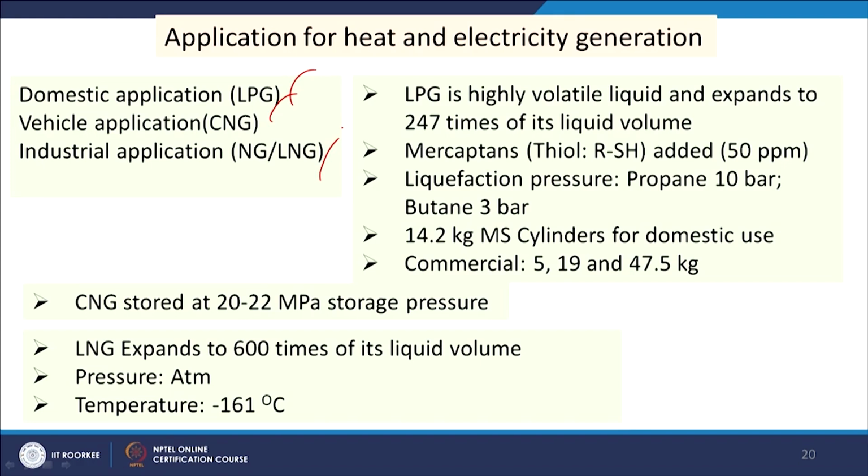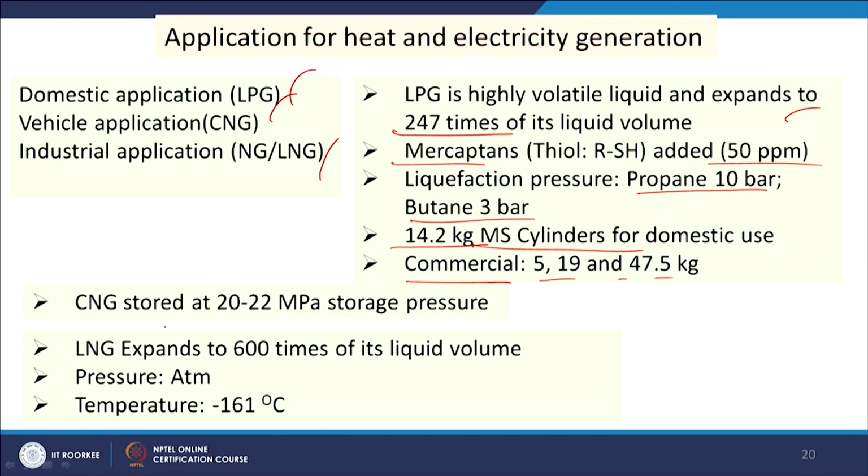LPG, as you know, is a highly volatile liquid and expands to 247 times its liquid volume. Mercaptans are available in it, around 50 ppm, and the liquefaction pressure is 10 bar for propane and 3 bar for butane. Propane and butane are the major components of LPG. 14.2 kg MS cylinders are available for domestic use, and for commercial use we have 5, 19 and 47.5 kg cylinders.